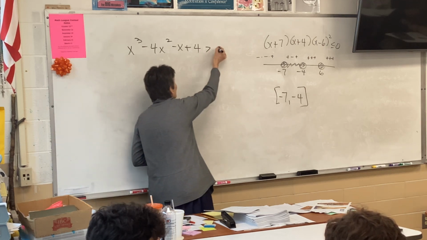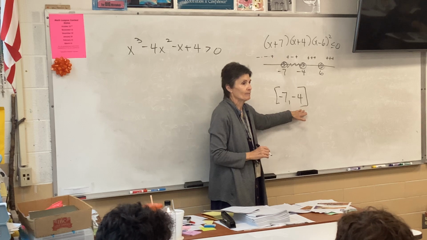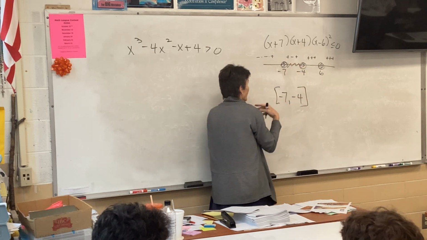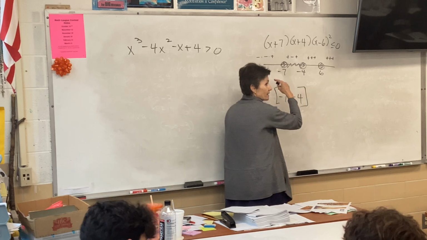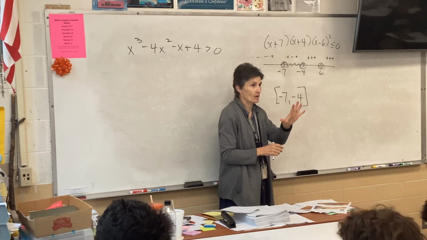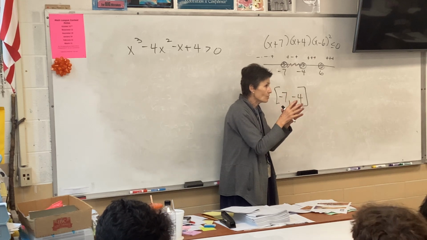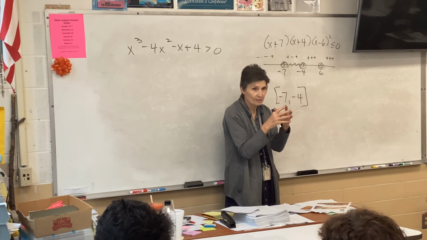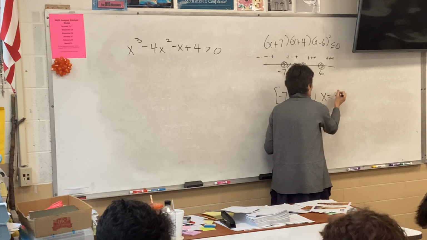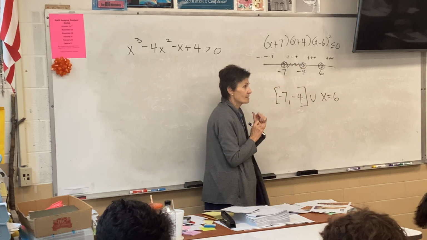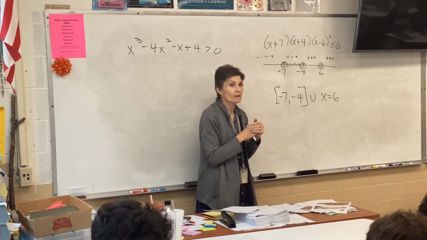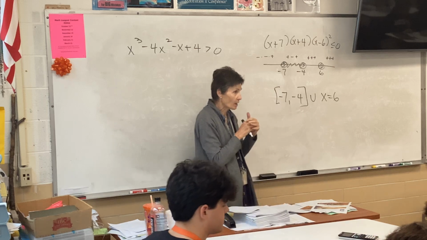All right, how many of you got this as your answer? That was the only section of the number line where, when I plugged in a number, I got a negative. Now, there is one more thing I need to add here though. Remember, your answer is everything you colored in. So, in addition to the interval, we also have x equals 6. Because didn't we color in that dot? Your answer is going to be everything you colored.